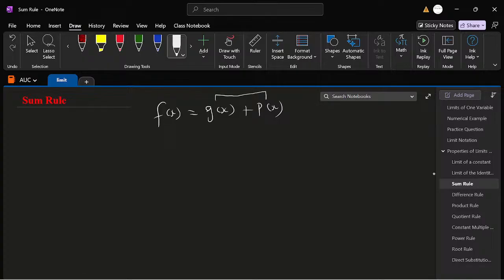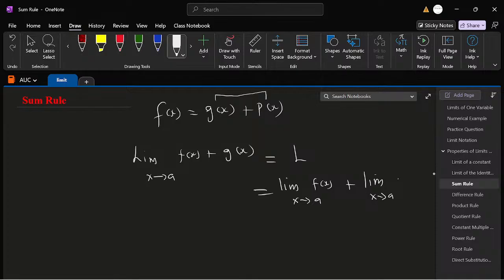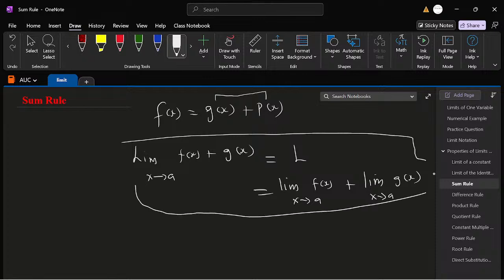If you put this into the standard form, that will be the limit as x approaches a of f of x, where f of x is a sum, which you can write as f of x plus g of x, equal to L. This can be written as the limit as x approaches a of f of x, plus the limit as x approaches a of g of x. So this is the limit of a sum.